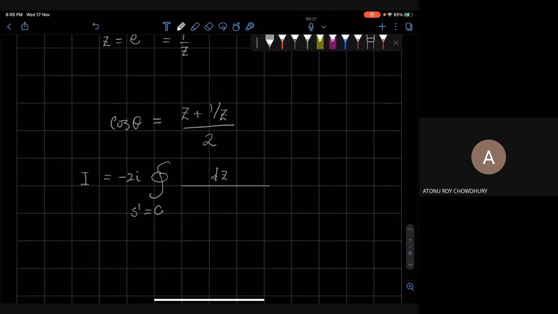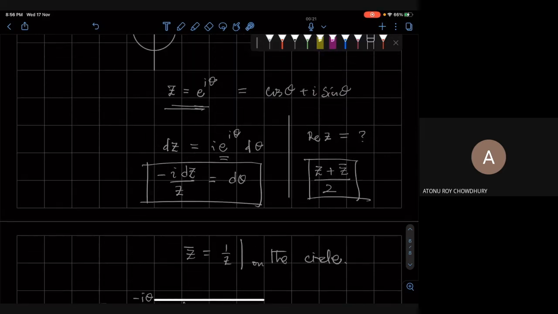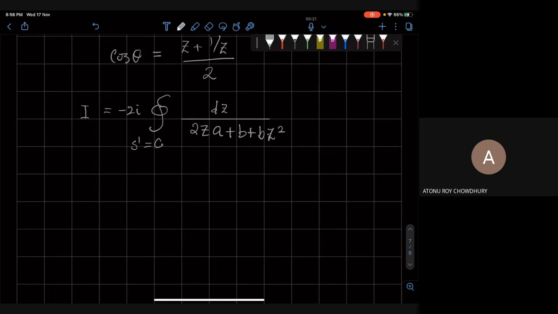if you just do the math, 2z over 2za plus b z squared, okay? Because if you remember, d theta itself had a 1 over z, so we have to multiply this by 1 over z, and there's a factor of 2 and all that. So now what we have to do is find the zeros of the polynomial b z squared plus 2za plus b.